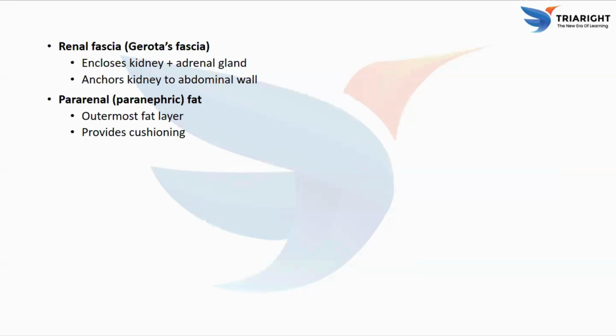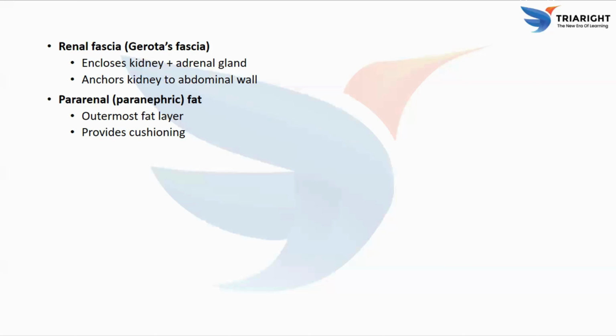So what are the functions of the renal fascia? It encloses the kidney and the adrenal gland, both organs which sit together inside this fascia. So it keeps them in the correct anatomical position. It also anchors the kidney to the abdominal wall, so it prevents the kidney from drooping or moving excessively. The fascia has both anterior and posterior layers that merge to form a closed compartment. It is important clinically because this fascia can limit the spread of infections or bleeding around the kidney.